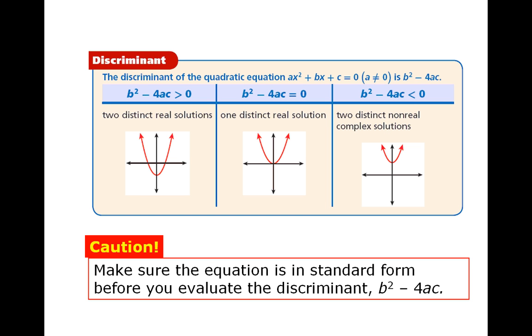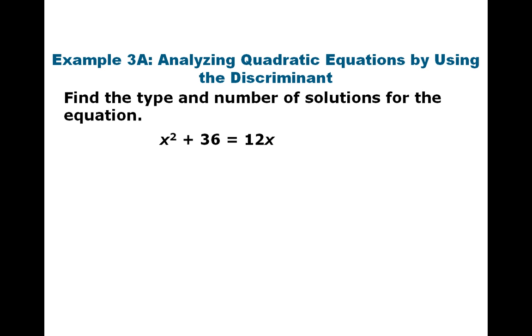So, if the discriminant b squared minus 4ac is positive, then that means there are two distinct real solutions. If it is equal to 0, then there's only one real solution. And if it's less than 0, or if it's negative, so we'd have a square root of a negative number, that means we're going to have non-real or imaginary, so two distinct non-real complex solutions. By the way, make sure the equation is in standard form before you evaluate the discriminant b squared minus 4ac. And standard form is just ax squared plus bx plus c.